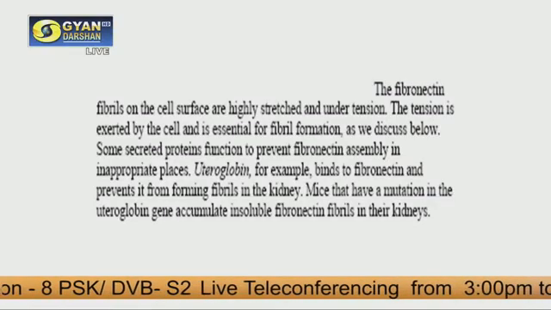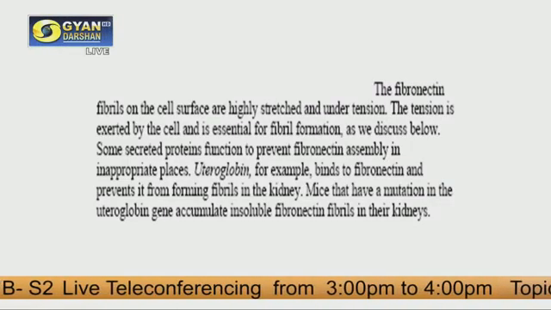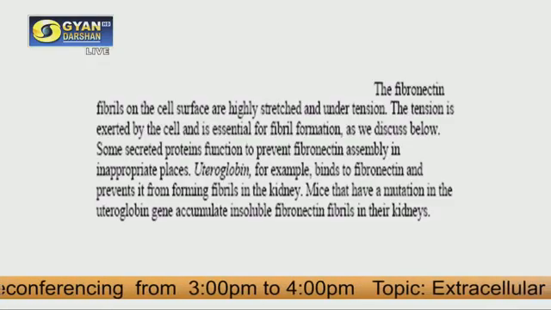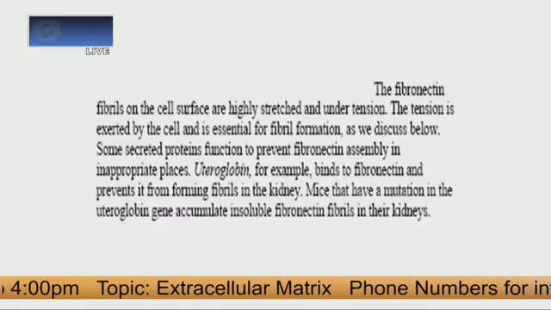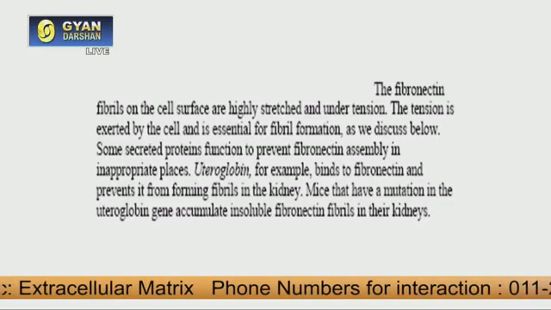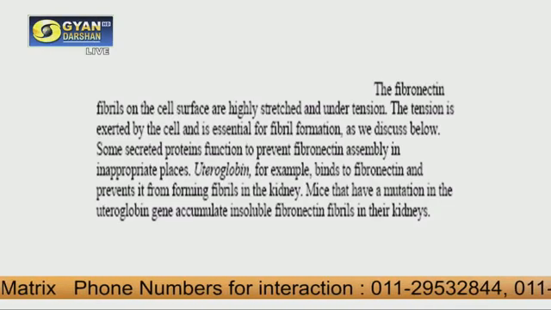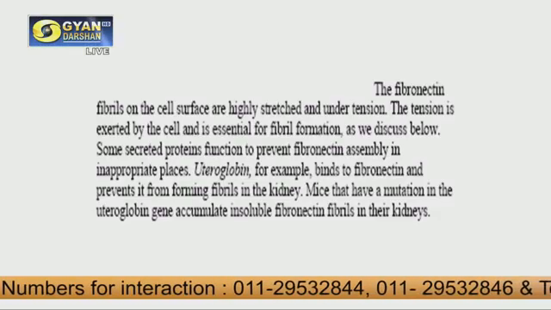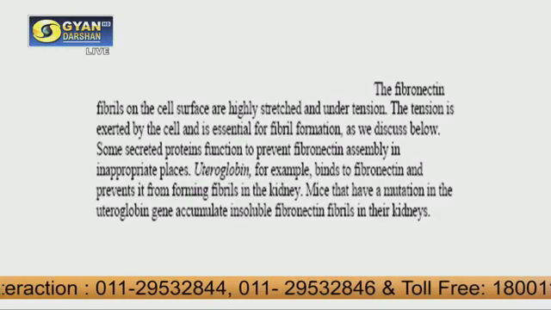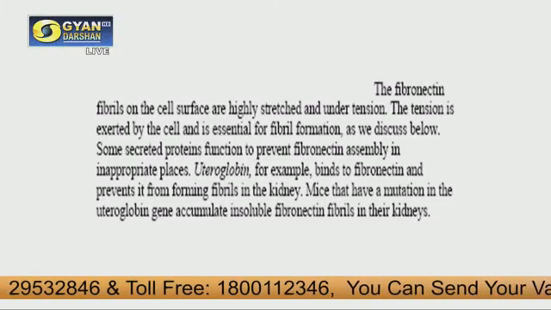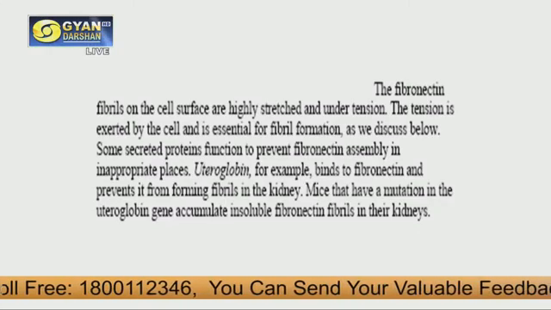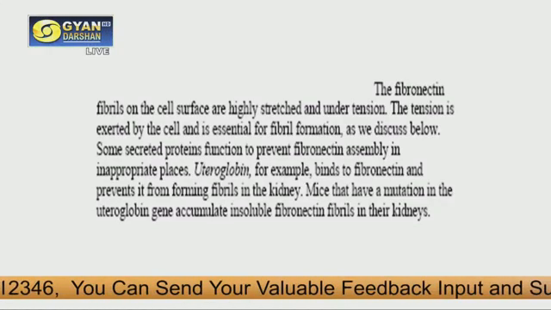So I think these are the points which you should remember when you describe the structure of a fibronectin. Now the fibronectin fibrils on the cell surface are highly stretched and under tension. The tension is exerted by the cell and is essential for fibril formation. Now they have taken one example, like uteroglobin. Uteroglobin binds to fibronectin and prevents it from forming fibrils in the kidney. So if you have mice that have a mutation in the uteroglobin gene, they accumulate insoluble fibronectin fibrils in their kidneys. So that will cause a major damage to the kidney.